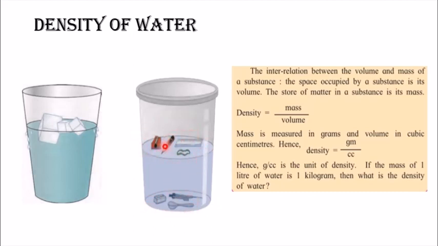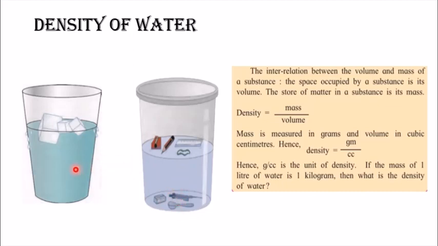Why are the materials floating on the water? Because the density of these materials is less than that of water. So that is why they are floating. As the density of these materials is less, they will float. And these other materials were more dense, so that is the reason they settle down.